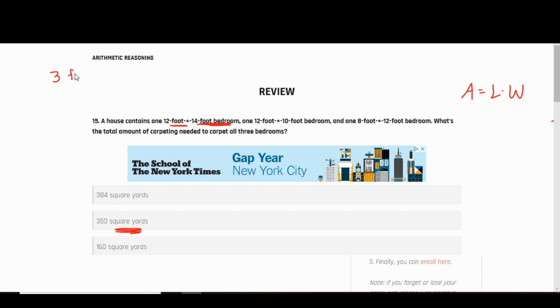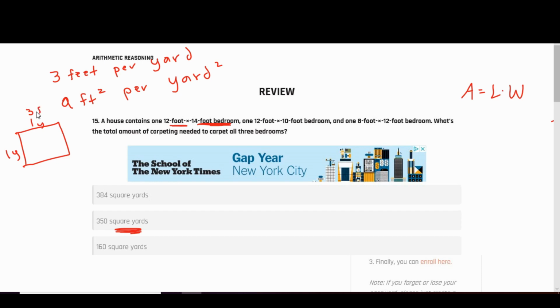There are 3 feet per yard, and therefore there are going to be 9 feet squared per yard squared. And again, we get that by imagining this was 1 yard, and this was 1 yard, a 1 by 1 square yard. There are 3 feet per 1 yard. So 3 times 3 is 9, 1 times 1 is 1. So there are 9 square feet per square yard. And more than likely, we're going to be using this conversion to solve this problem.